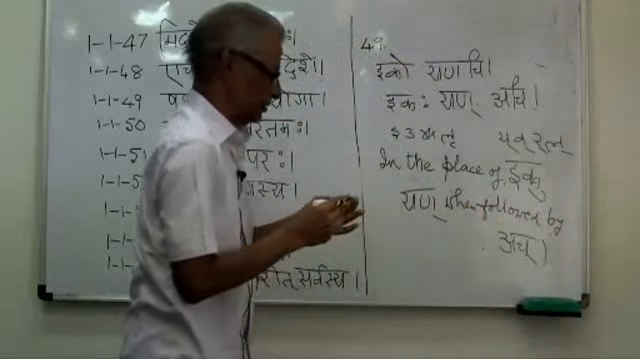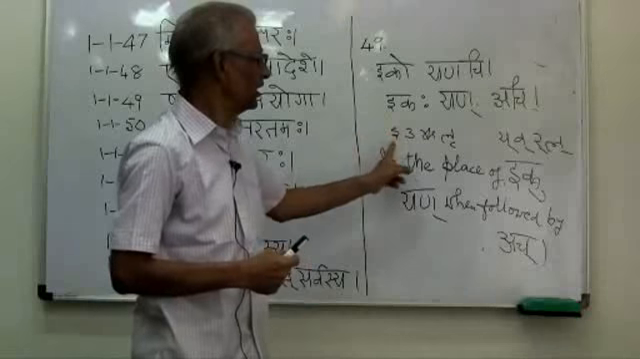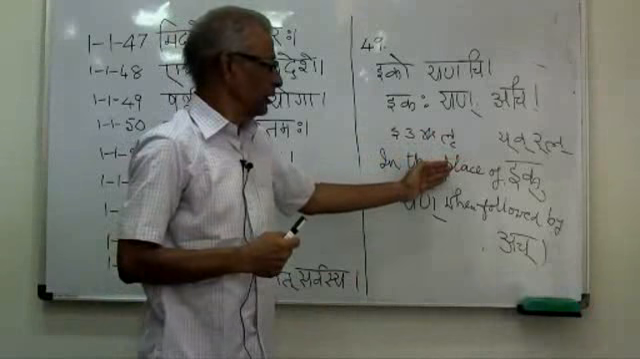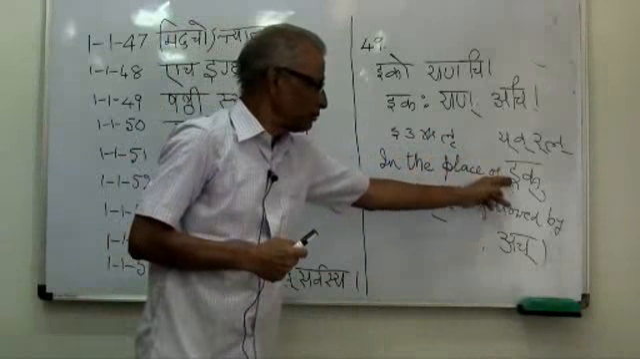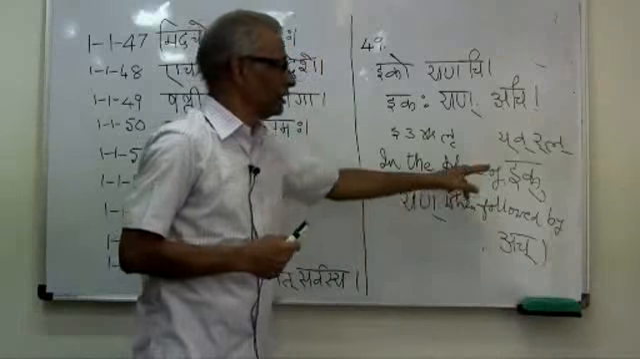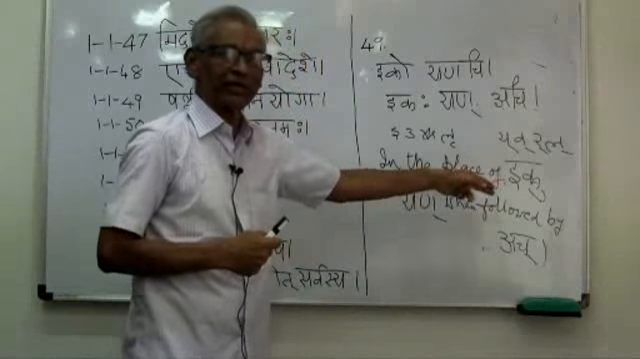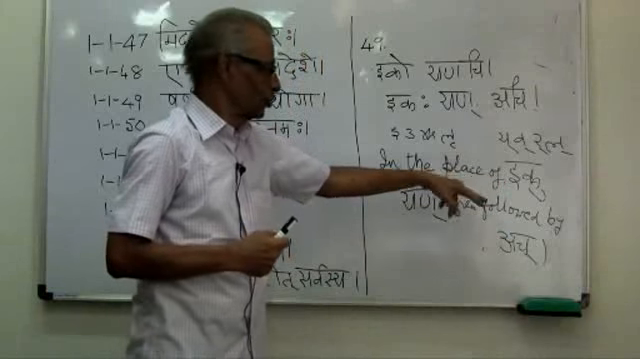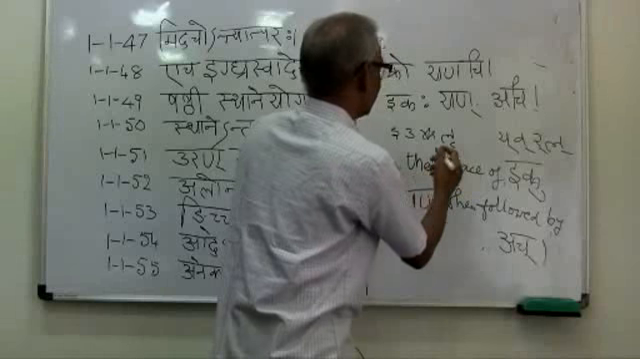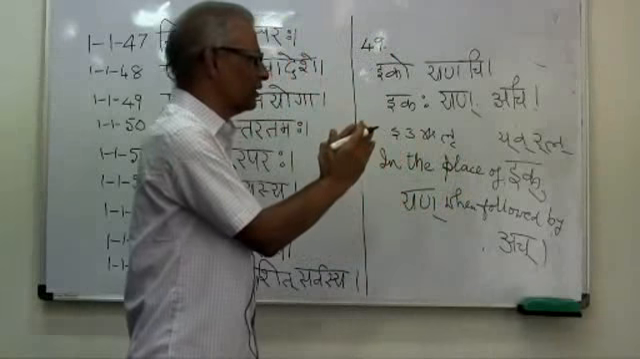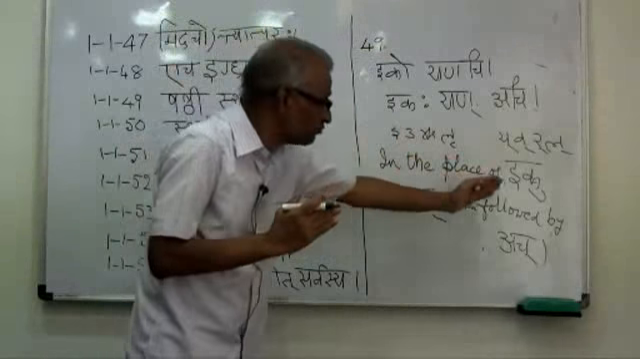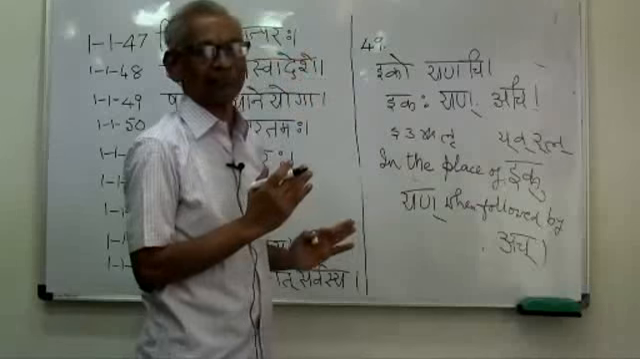That means ik means i, u, ru, lu. When ikara is followed by an ach, ikara is to be substituted. Not the reverse. Ikaha yan bhavati. When ikara is there and ach follows, in the place of ikara, yakara will come.